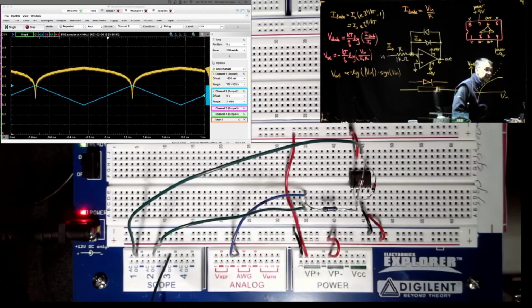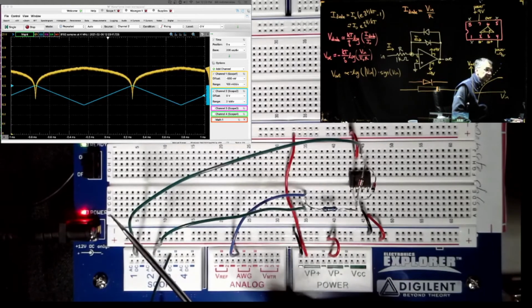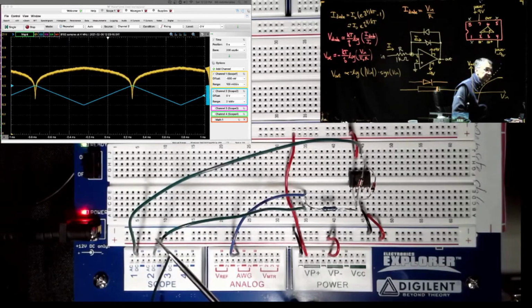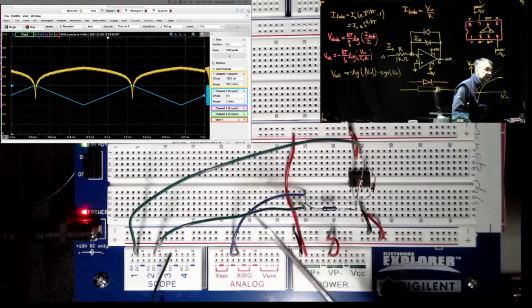And then scope channel 3 I'm not using for this exercise. Scope channel 1, the yellow channel, is looking at the op-amp output. Scope channel 2, the cyan or blue channel on the display, is looking at the waveform output. So here this blue wire is from the waveform generator.